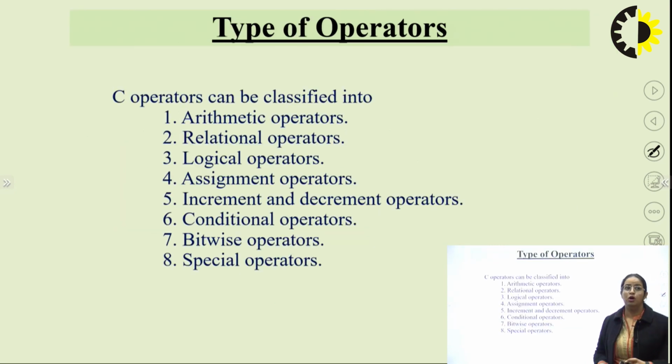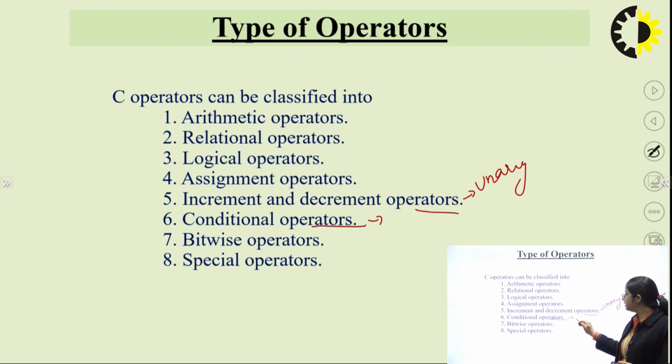Okay, now types of operators. These are the most important types of operators, and we have to understand what they are. The first type is arithmetic operators. The second type is relational operators, then logical operators, assignment operators, and increment and decrement. Here the increment and decrement are the category of unary operators. Here the conditional operator is the type of ternary operator that I have told you we will discuss further in this video.